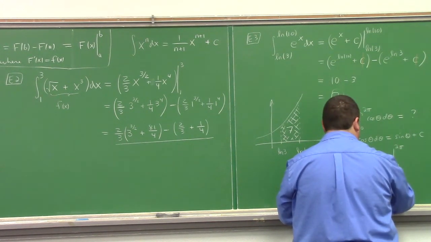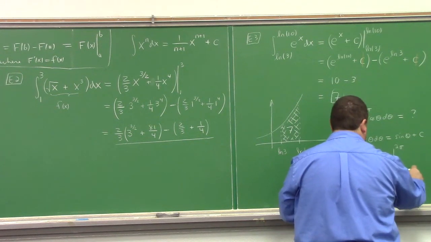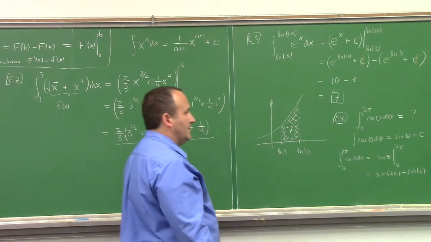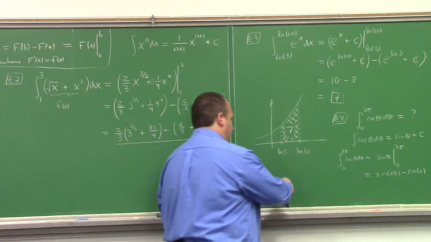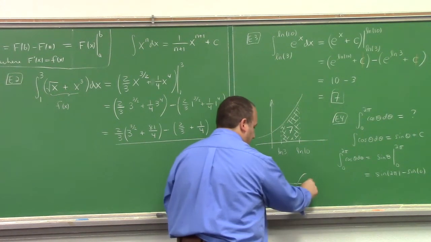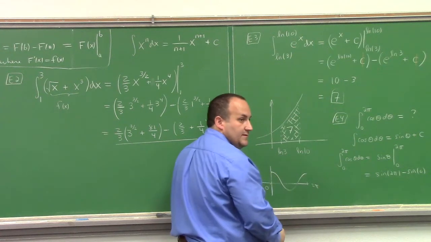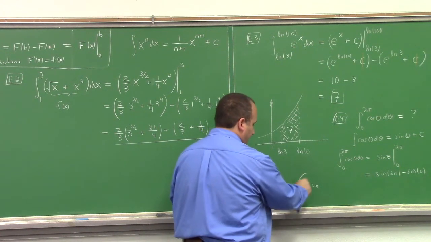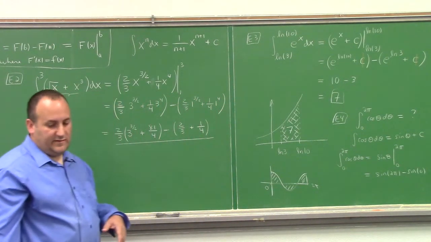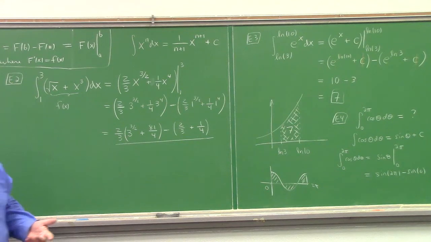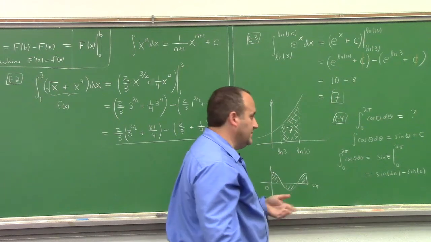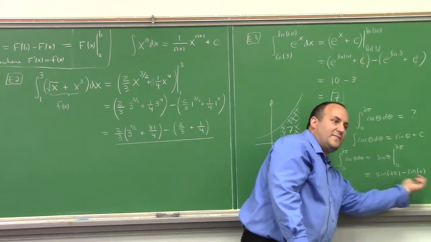which is what? We got sine of 2 pi minus sine of 0. What's that? Here's a picture of what we're doing. This is cosine from 0 to 2 pi. So what's going on here? The signed area is 0, because you've got equal positive and negative over the full cycle of cosine. And that's why this is 0 minus 0. The answer is 0.